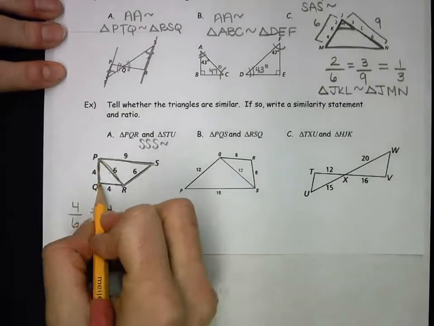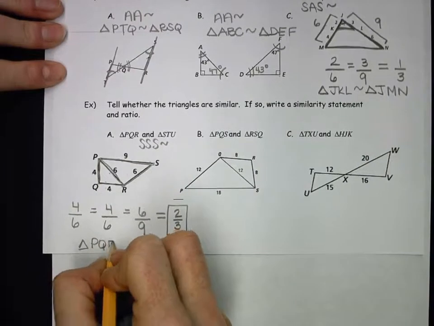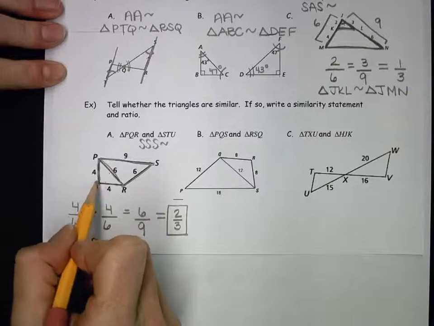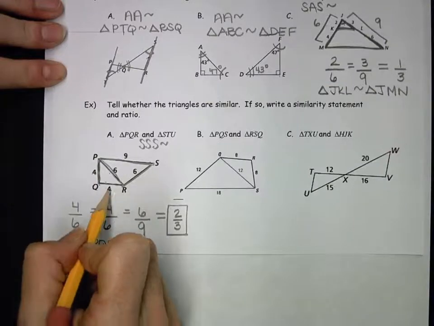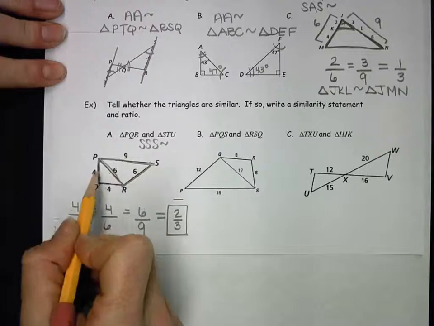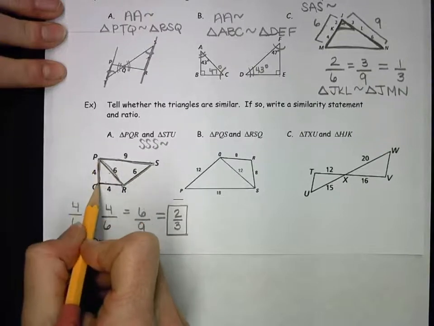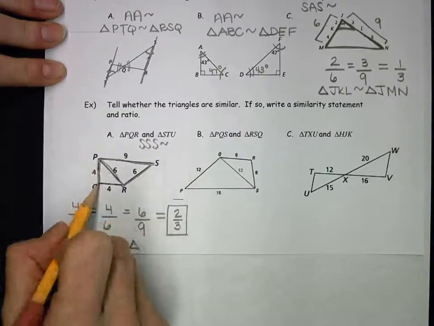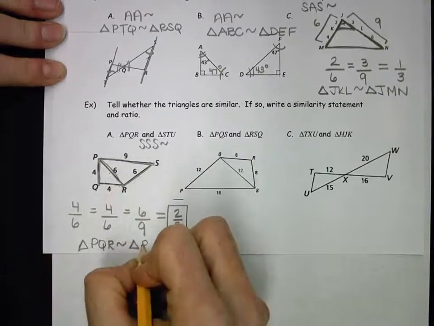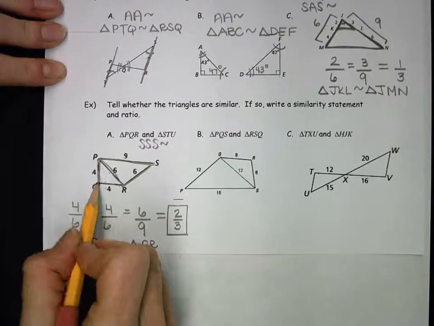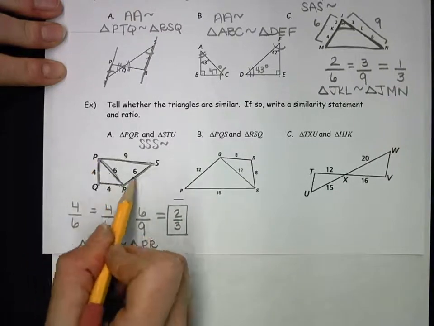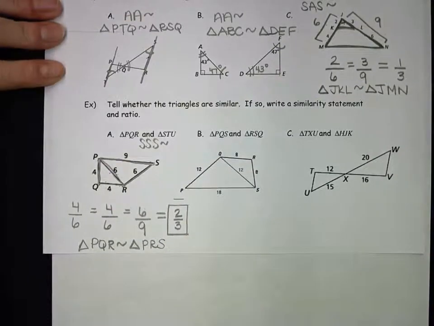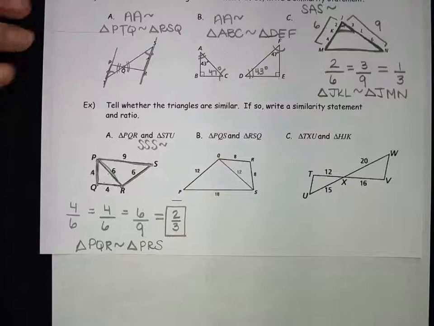So I would say triangle PQR. Okay, so I'm going from P to Q. So we must match the 4 and the 4 must match the 6 and the 6. So P to Q is one of the two equal sides. So I'm going to say that P to Q is going to match P to R. And then PQR should match PRS. And there's our similarity statement.